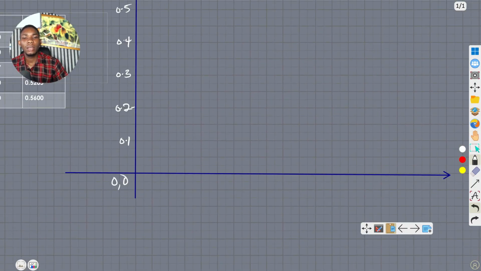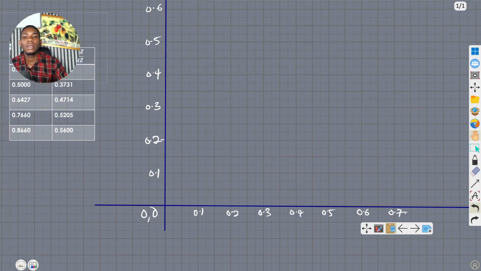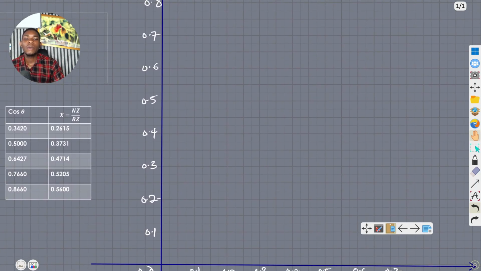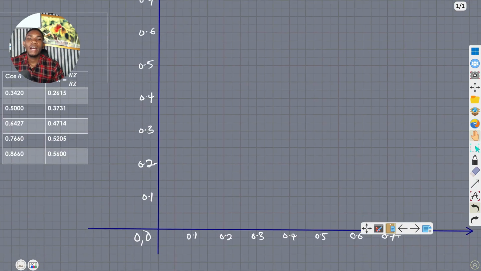And then you also come here. Here will be 0.1, 0.2, 0.3, 0.4, 0.5, 0.6, and here is what? 0.7. I think the highest value here is around 0.56. So for cos theta, we start plotting. When cos theta was 0.34, let's take 0.34, very close to 0.35 rather. Our x is 0.26. So we have this one as 0.3. 0.35 will be somewhere around here. So 0.34 will fall a little bit below this.